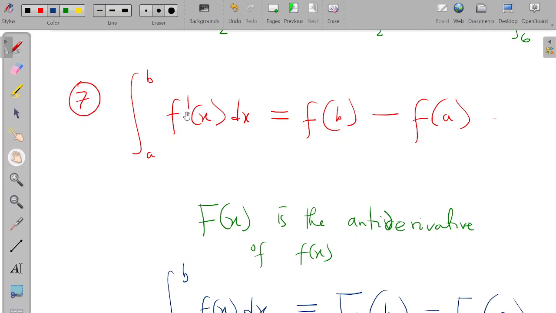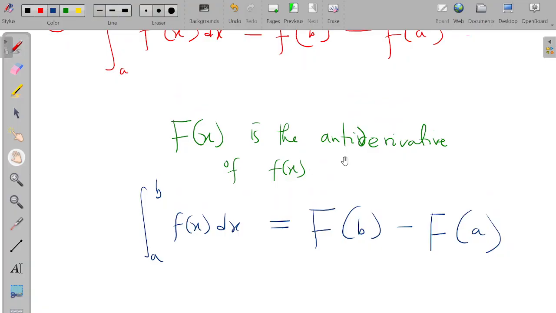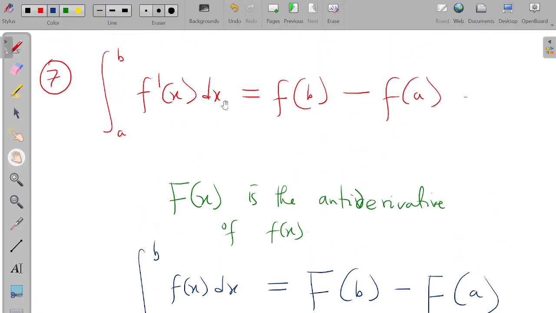differentiation of the derivative of f. Okay, so the antiderivative f, small f without the bar, is the antiderivative of the small f with the prime, with the derivative. Okay, so when we integrate a derivative, we get our f back. You know this before, please make sure that you understand. Okay, so take note of that property.